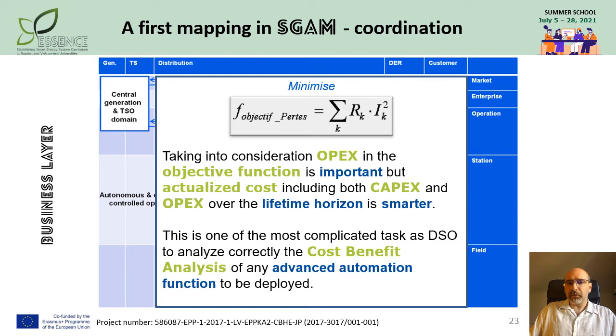But it's even more important to have the ability to think about actualized costs in the lifetime of your different components, and to include both, of course, capital expenditures, your investment in the different components to make this smart grid function happen, and the operational expenditures, including the losses, but over the lifetime horizon. And it's really smarter. And this is one of the most complicated tasks for a DSO, to analyze correctly the cost-benefit analysis of any advanced automation functions that you will deploy.